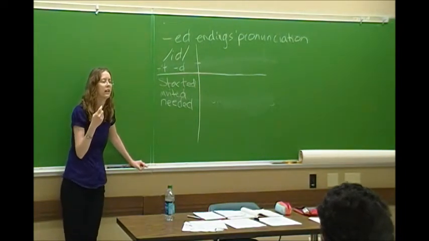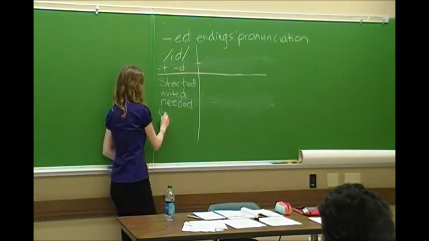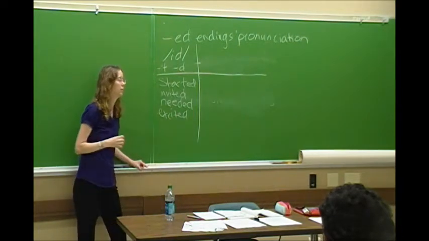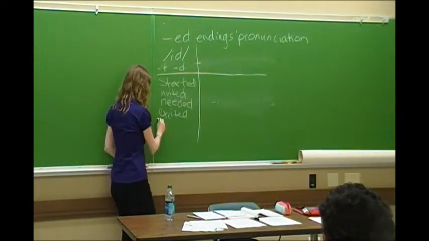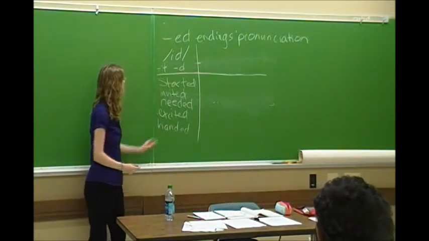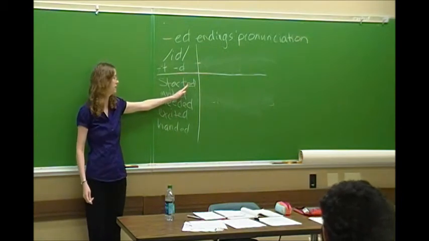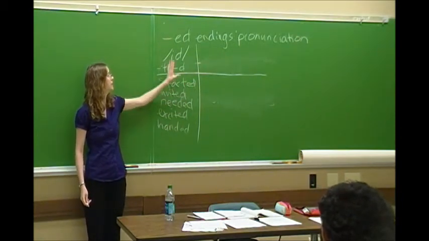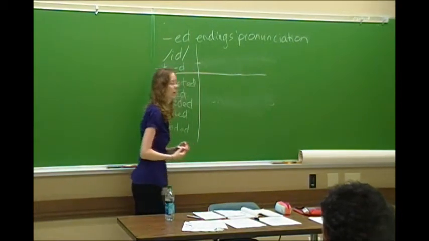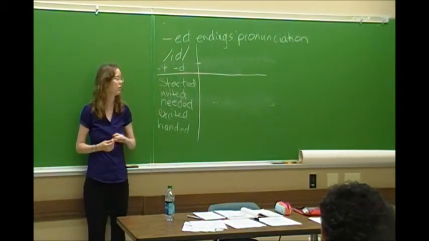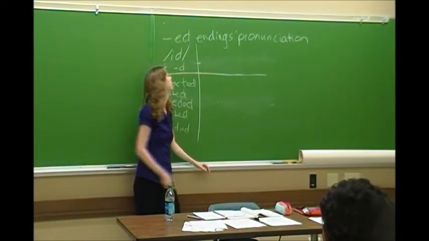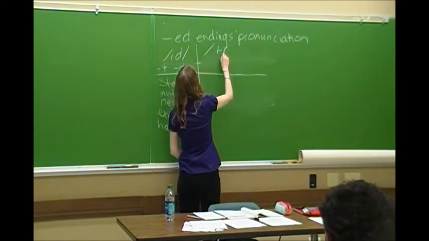Excited. Lighted. Handed. Wanted. Okay, we have handed. So anytime the last sound is a T or a D, it's id. Interested. Wanted, I heard as well. Okay, good. So, what was one of our other options? T. Okay, ending in a T sound.